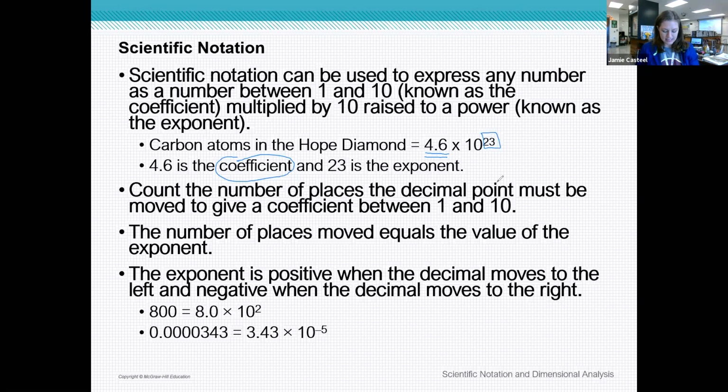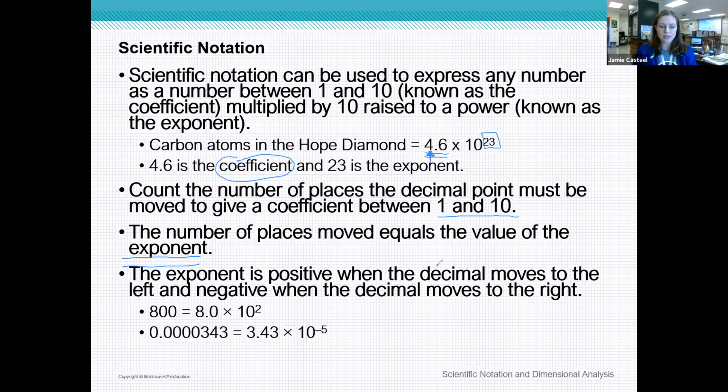But if I did, oops, not one, 10 to the sixth, something smaller, it basically pushes that decimal over. Because that's saying 10 times 10 times 10 times 10 times 10 times 10. Okay, so you know when you multiply by 10, you start at zero. Okay, good. All right, so the trick here is you're going to count the number of places the decimal point must be moved so that your coefficient falls between 1 and 10. Okay, so only one number is going to end up out front over here. The number of places moved equals the value of the exponent.